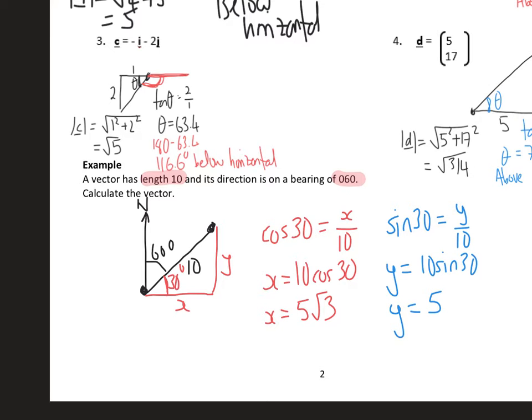That's a vector. I can write it as a column as 5 root 3, 5. Or I can write it in terms of i's and j's. So I can write 5 root 3 i plus 5 j. Yeah, I prefer the columns. So mathematicians normally use columns. Engineers and scientists normally use the i's and j's. But it's completely up to you.